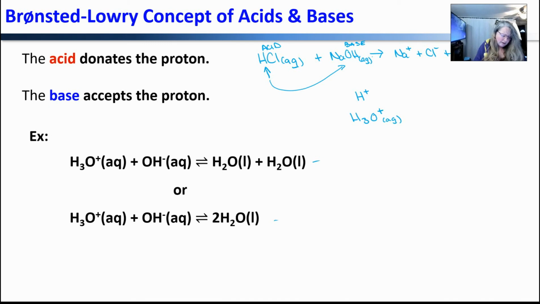So what's happening here? I'm going to react a strong acid with a strong base, and I'm going to produce two waters from that. I'm going to lose a hydrogen, donate it to here, which is going to leave my acid as an H2O, and I'm forming H2O. My hydroxide is accepting a hydrogen to make two waters on this side. So this is the way you're more used to seeing it.